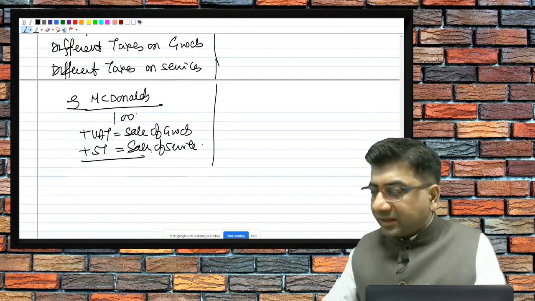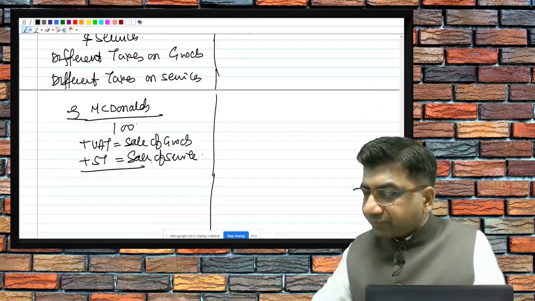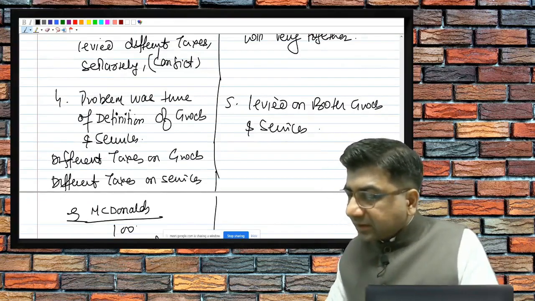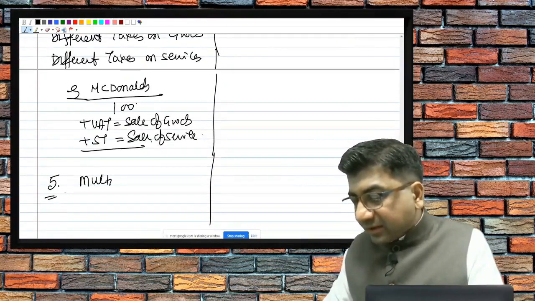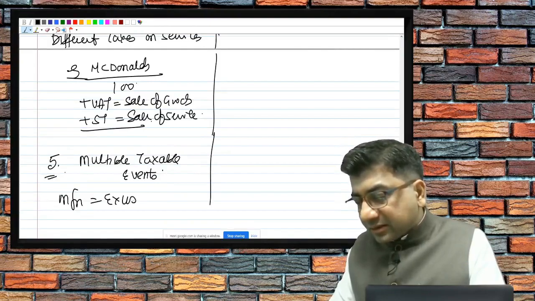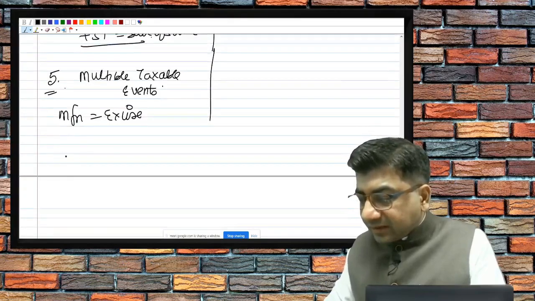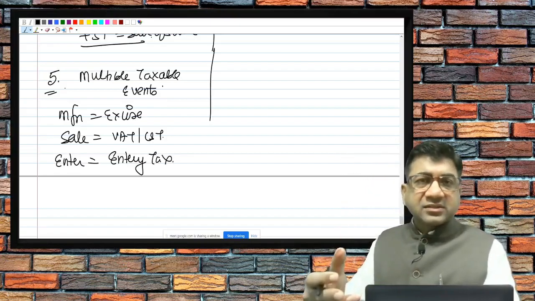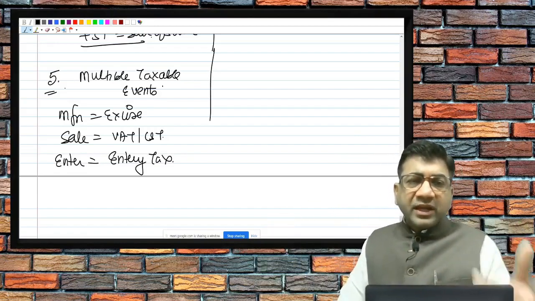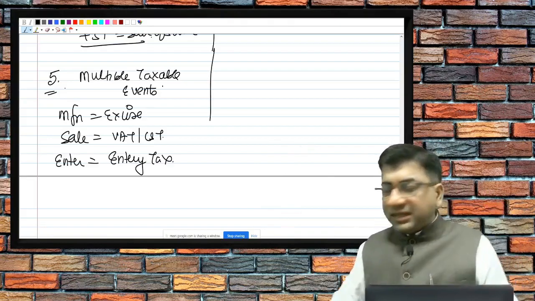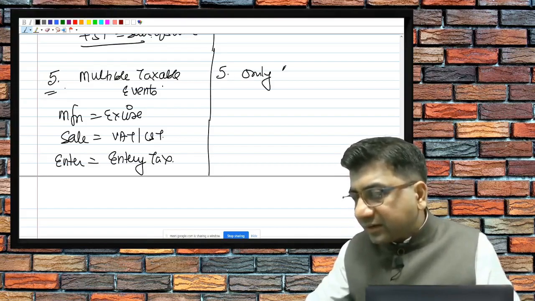Now, another very problematic area under the old system was multiple taxable events. This means: at the manufacturing stage, excise; on intra-state sale, VAT or CST; when goods enter the state, entry tax. Now there are different taxes in the same production line. When you manufacture, you levy. When you sell, you levy. When the goods enter a particular area, there is entry tax. So multiple taxable events, but under GST, only one taxable event.